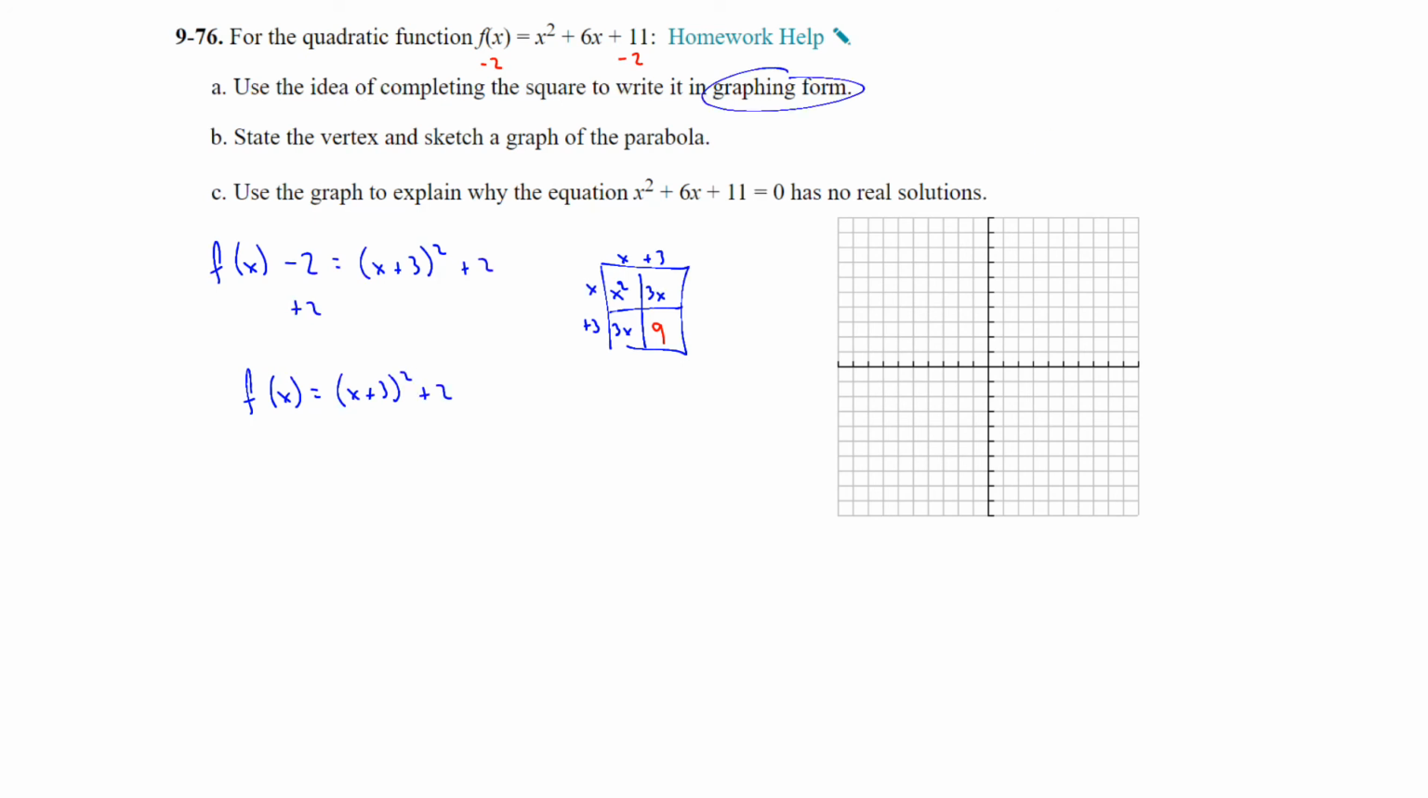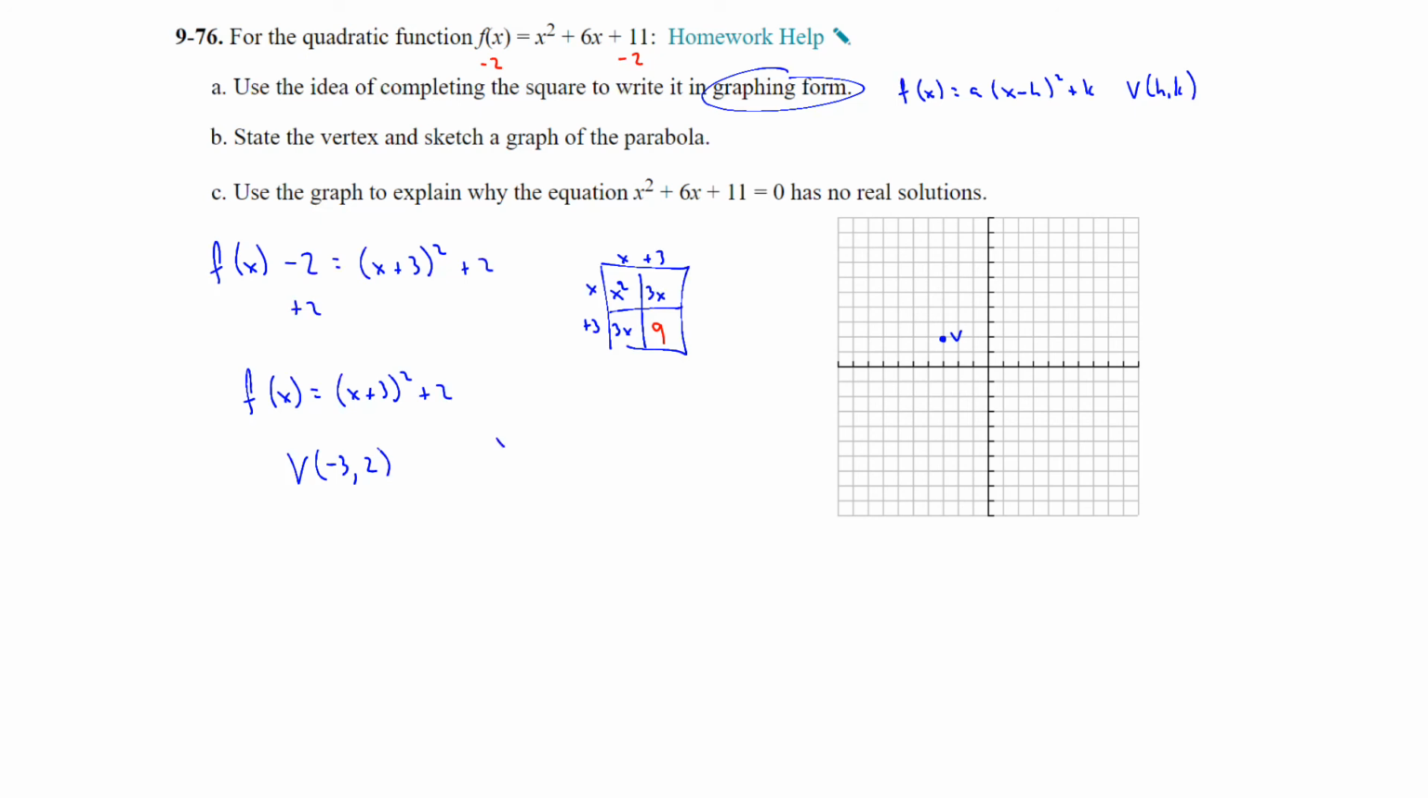Remember, graphing form is f of x equals a times x minus h squared plus k, where our vertex is h, k. So B says state the vertex and sketch the graph of the parabola. So in this one, our vertex, it's x plus 3, so that'd be x minus a negative 3, so h would be negative 3, and k would be a positive 2. So at negative 3, 2, that represents the vertex.